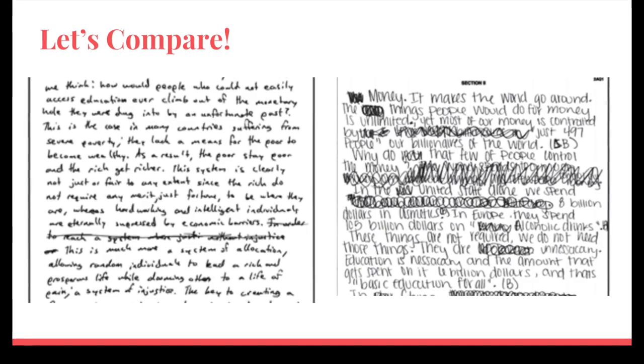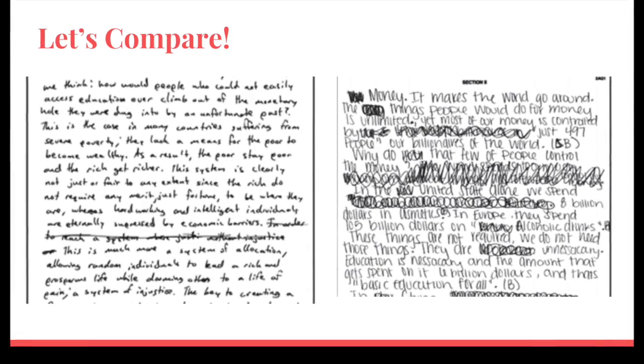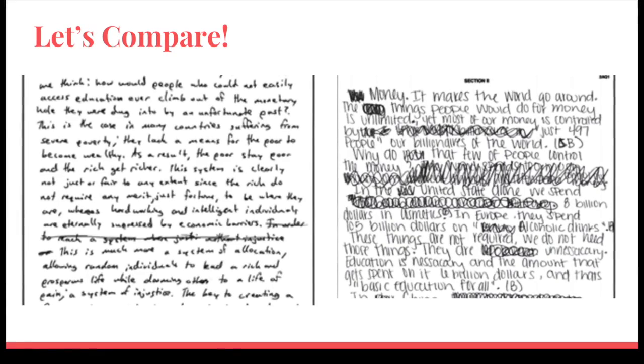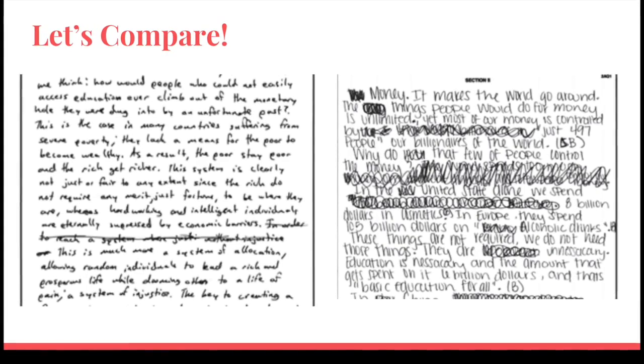Now let's read essay B. "Money. It makes the world go around." While you do kind of get a sense that it's going to be about money, you don't really know what the argument is going to be built upon.